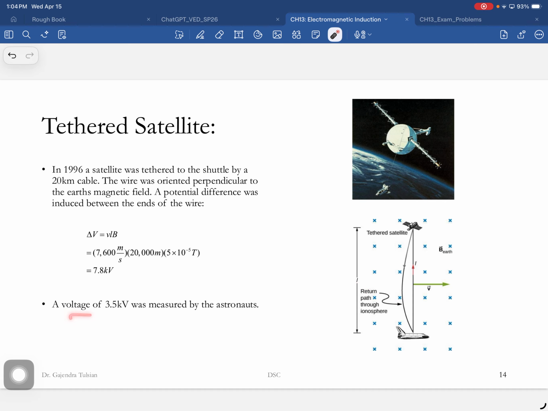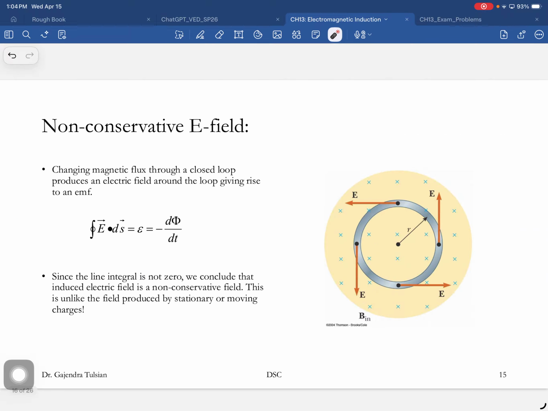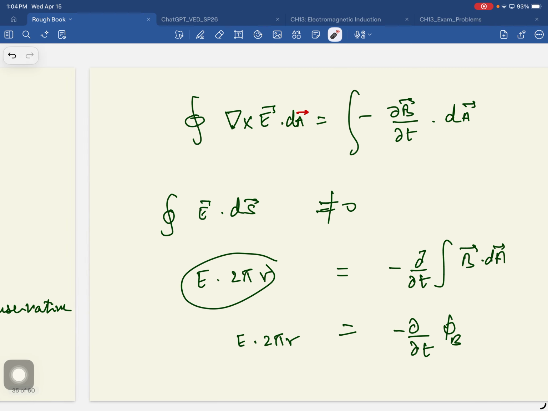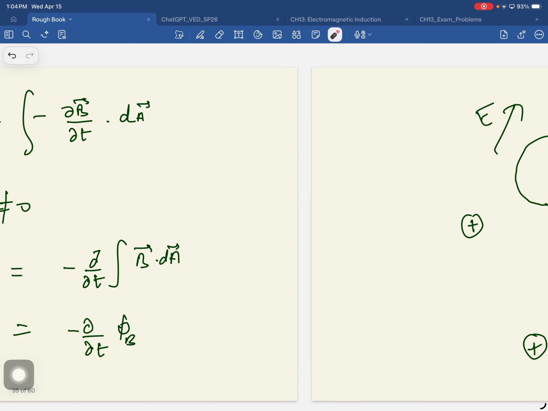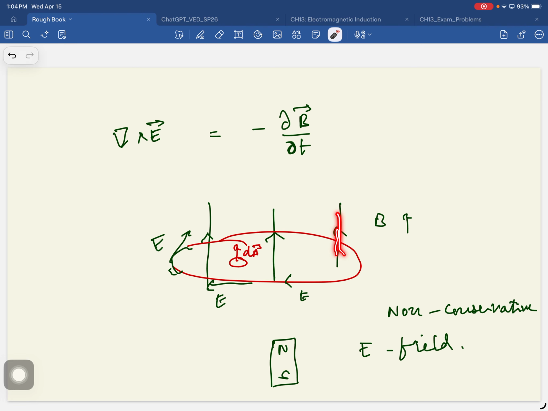So, they wanted to test it out there. All right, you saw that for an electric field produced by static charges, the line integral around any closed loop is 0. That electric field is called a conservative electric field. For the electric field produced by a changing magnetic field, the line integral around a closed loop is non-zero. This is a non-conservative electric field.